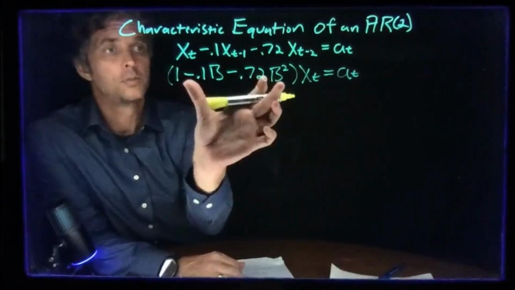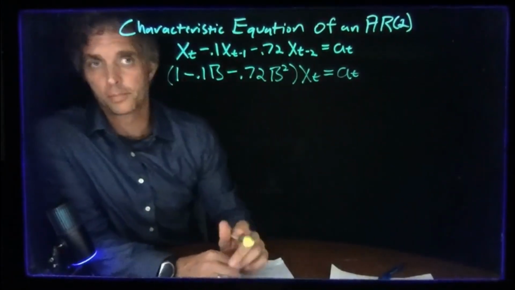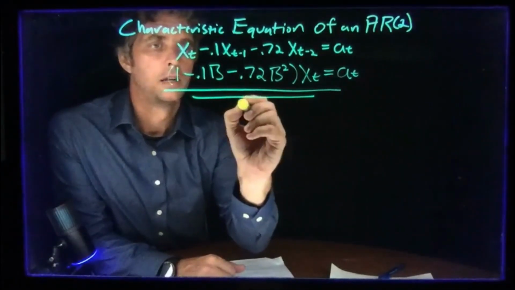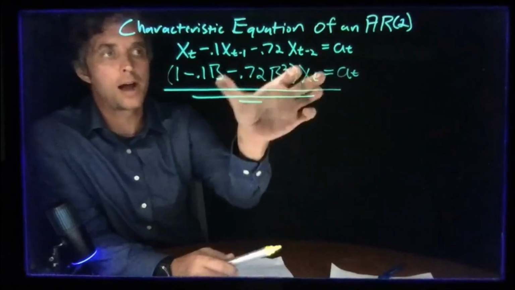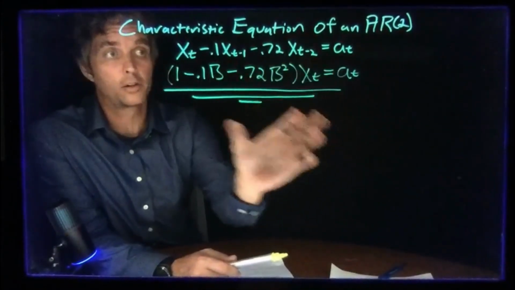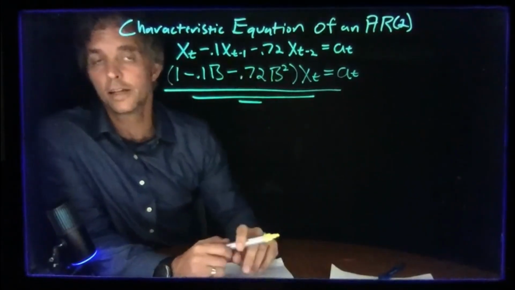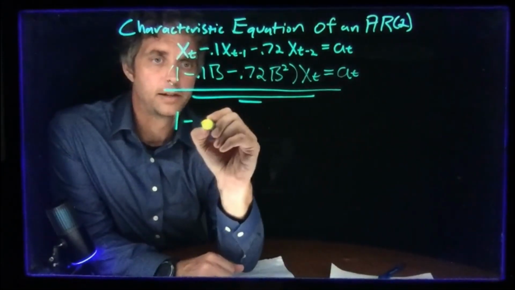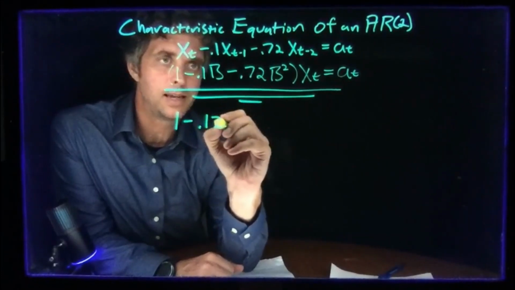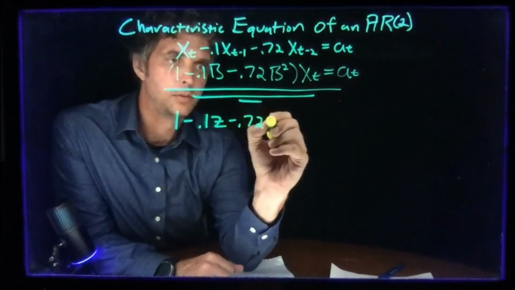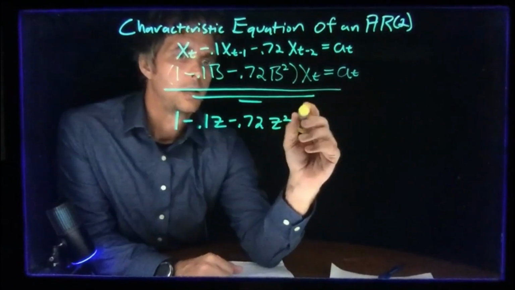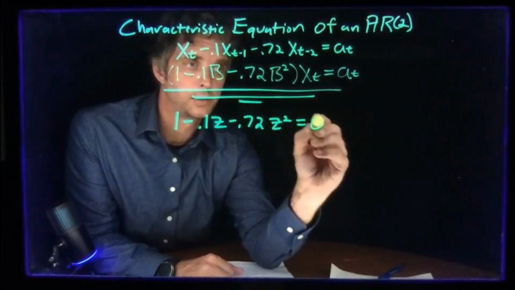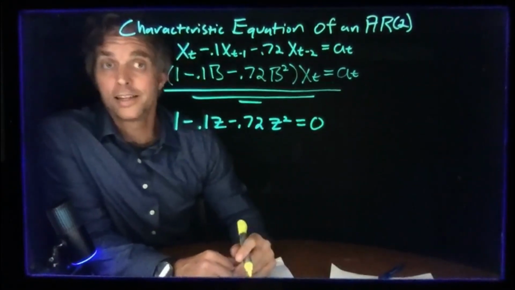Why do we do that? So we could get all the information about this model in between the parentheses here. We're going to draw our 3 lines here to denote that I'm not rewriting this equation. I'm done rewriting the equation. I've got all the information over here, and that's all I need to make the characteristic polynomial, which we'll call 1 minus 0.1z minus 0.72z squared equals, and that's the characteristic polynomial. If we set it equal to 0, then we have the characteristic equation.